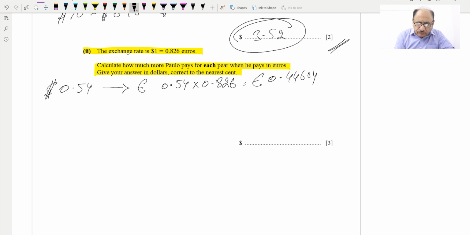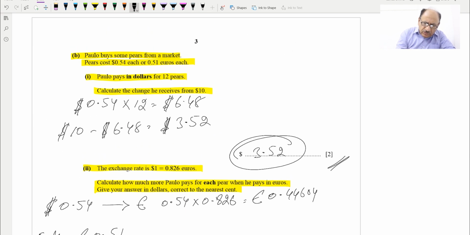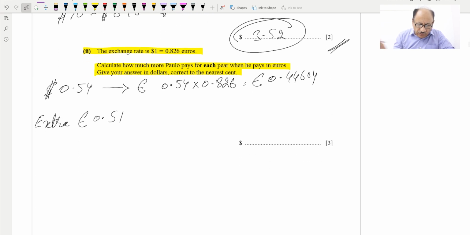Now he has to pay basically how much will be the extra. We will check for the extra. That will be 0.51. If he is paying in euros, he has to pay 0.51.